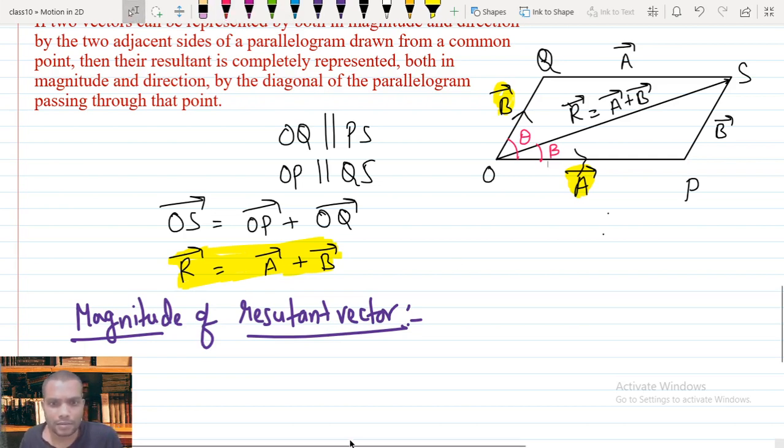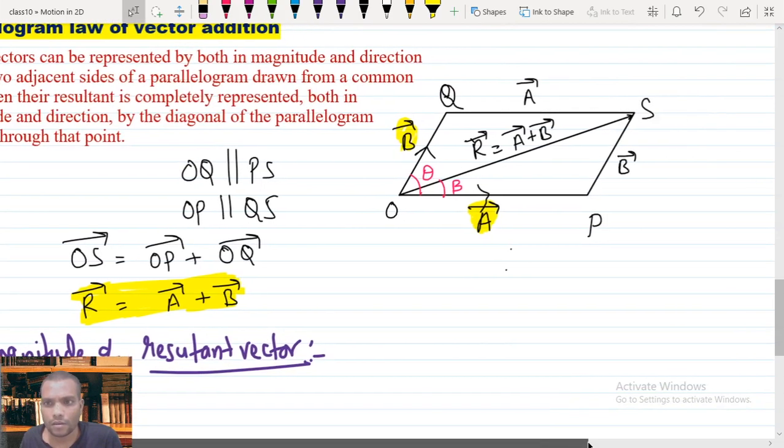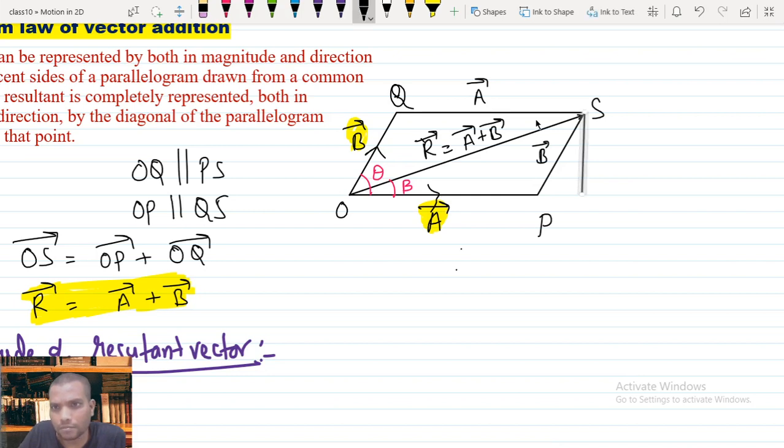Now to find the resultant, I need to extend some portion in the diagram. Suppose I draw a perpendicular, so let me take this B bar which is inside. From S, I am extending a perpendicular, and if we extend OP up to here, let me call this N. This is making an angle of 90 degrees, and these two angles are again the same because these are also adjacent sides, so this is also theta and this is also theta.